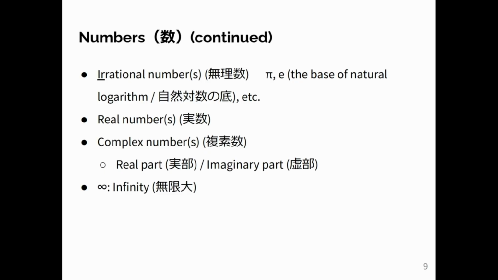So let's move on. For saying 無理数, it is called irrational numbers, which is very similar to rational numbers. And so including these natural numbers, integers, rational numbers, and irrational numbers are called the real numbers. And we also handle complex numbers, and the 実部 is called the real part, and the 虚部 is called the imaginary part. And for a special case, we sometimes use 無限大, which is called infinity. Now we are going to move on to formulas.